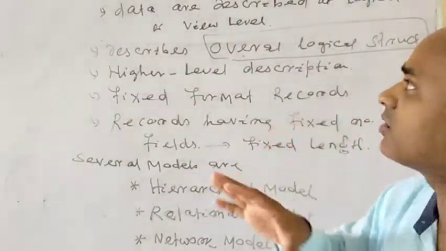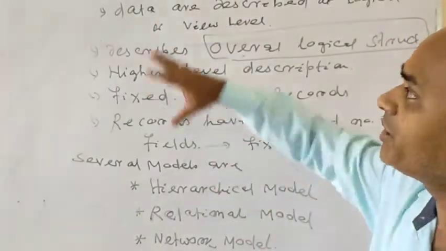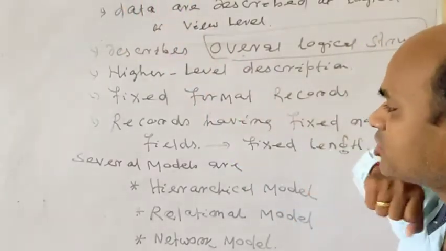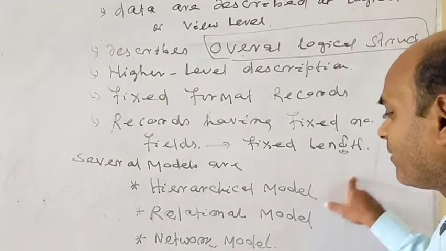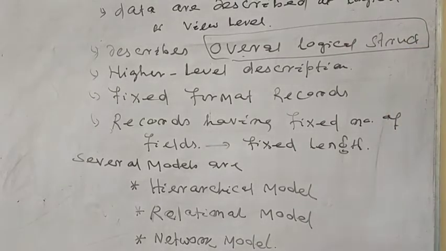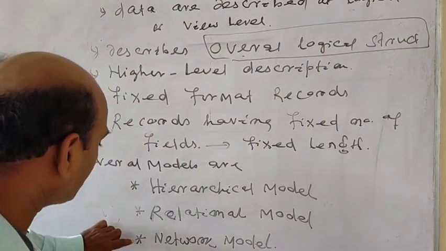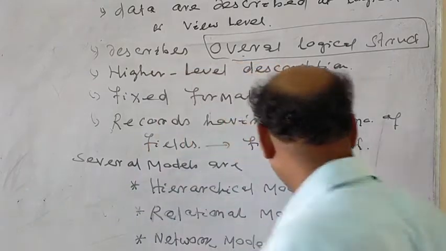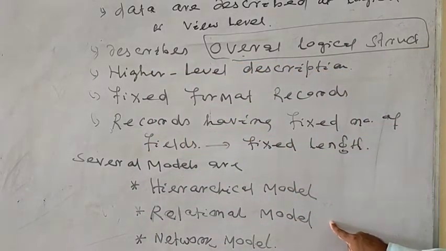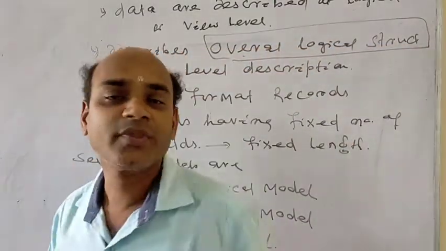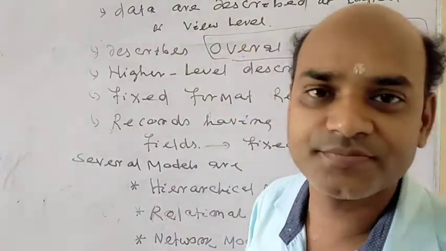That is based on the object-based logical model. But in the case of the record-based logical model, those are what we use in our day-to-day work, and that is most important. The several models are the hierarchical model, relational model, and network model. The relational model we will discuss in detail in unit 3, and the hierarchical model and network model will be discussed deeply in unit 4. So these three models will be studied in detail in the next unit.